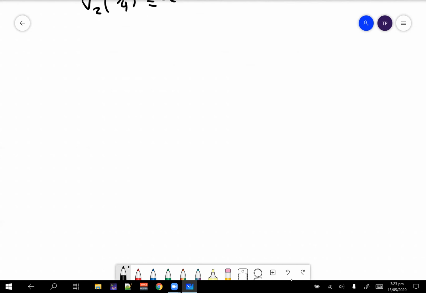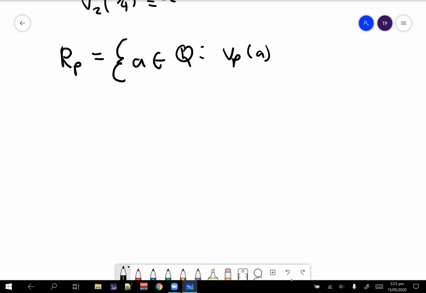Just a bit of notation that would help later on. I want to define Rp to be the set of every rational number that satisfies this condition, that its valuation is positive. So this is the set of all rational numbers with denominator coprime to p, basically. And you can also show that this is a ring, a subring of the rationals, quite easily.